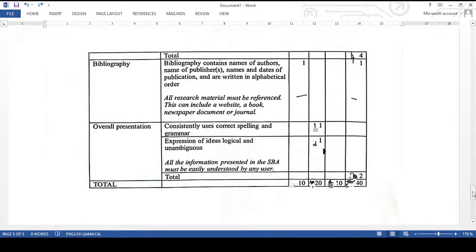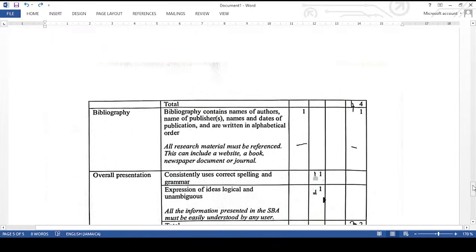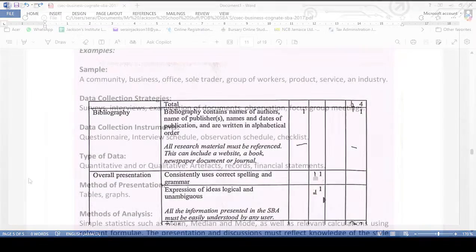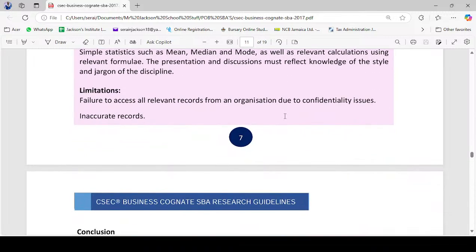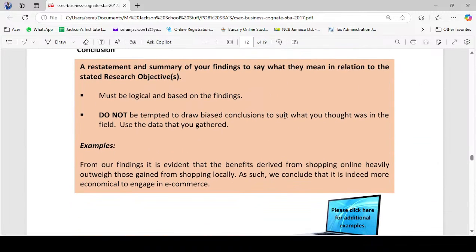Your work should be free of spelling errors, right? Expression of logical ideas. Whatever you're presenting must be logical, right? So that's how you get the 40 marks right there, all right? So you want to ensure that whatever you are presenting on, right, you are presenting it properly. So the conclusion must be logical based on findings. Do not be tempted to draw a biased conclusion to suit what you thought was in the field. Use the data that you gather.